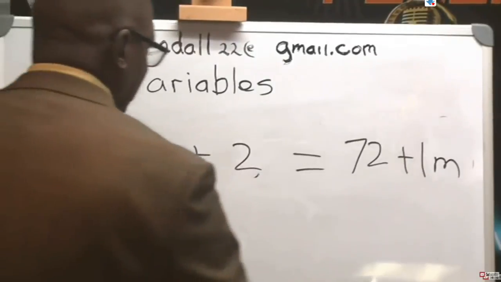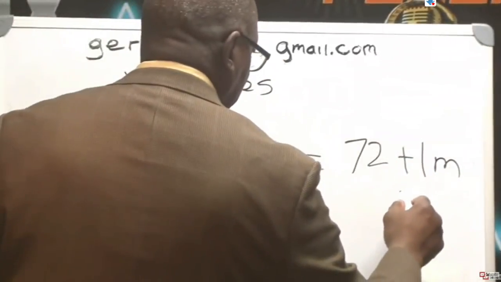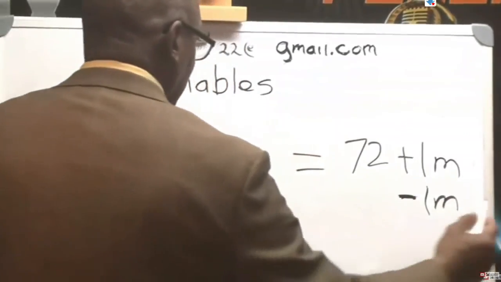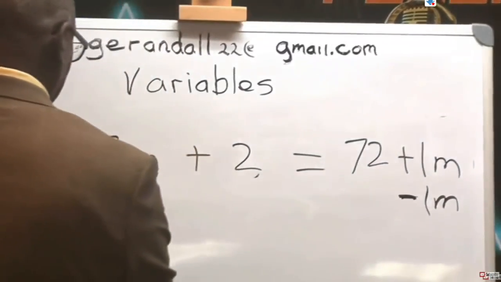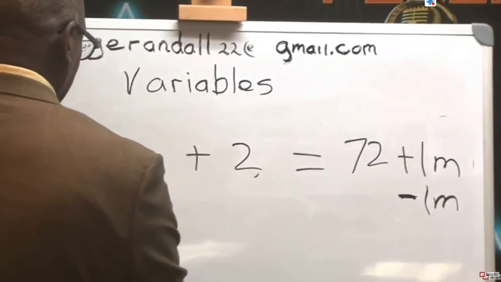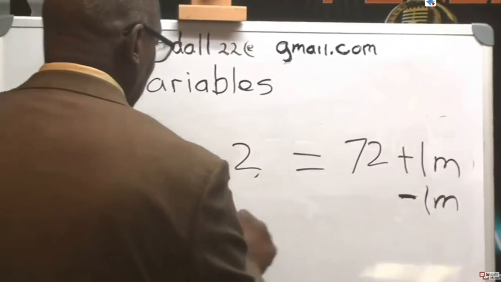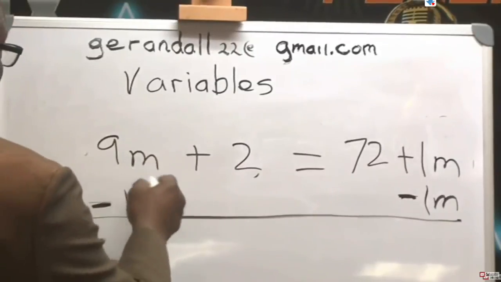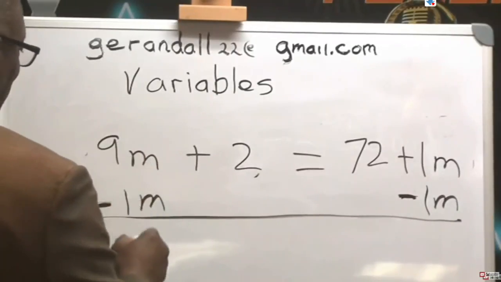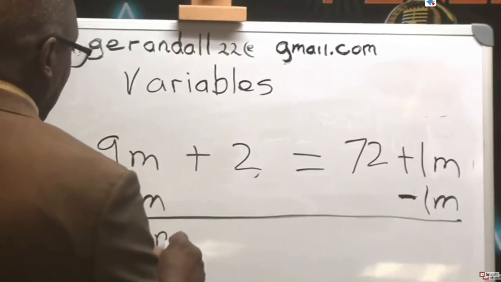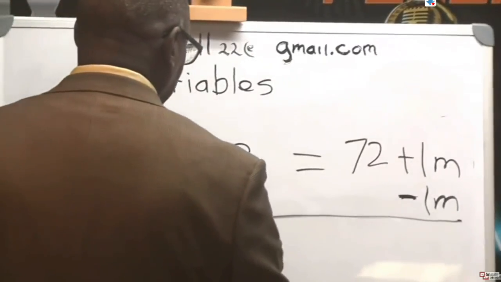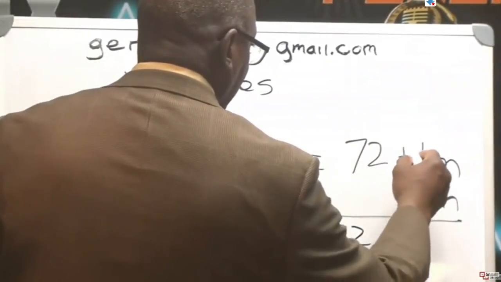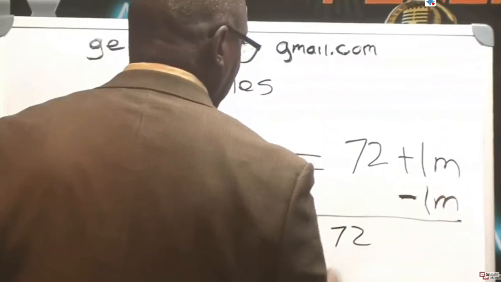So we can do one of two things. It says plus 1, so we're going to subtract 1m. Did it on the right. Got to bring it over here. Subtract 1m. You draw a line. Even though you have a variable, 9 minus 1 is 8. 8m plus 2 equals 72. Because over here, plus 1 minus 1 is 0. So that's gone.